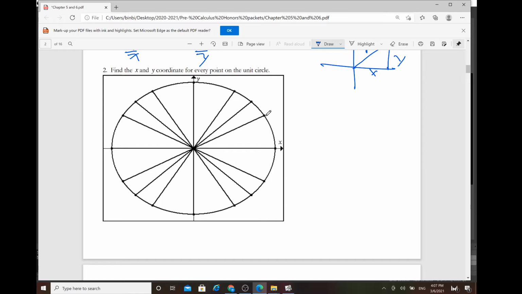Once again, we talked about this before. Cosine of 30 is root 3 over 2, sine of 30 is 1/2. Cosine of 45 is root 2 over 2, sine of 45 degrees is root 2 over 2. Cosine of pi over 3, cosine of 60, is 1/2, and sine of pi over 3 is root 3 over 2. The rest are just the reflections, so it shows negative, positive, negative, negative, and over here positive, negative.